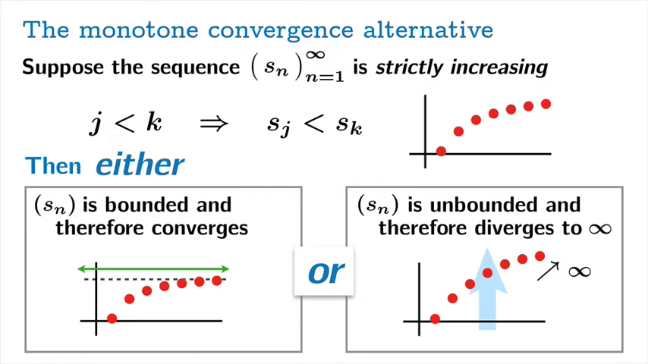And in the second case, if you're unbounded, well, that means your sequence actually has to diverge to infinity. So what this lemma is telling you is that in the special case of sequences that are increasing, your convergence fates simplify. There's really only two possibilities. You're either bounded and converge, or you're unbounded and you diverge to infinity.